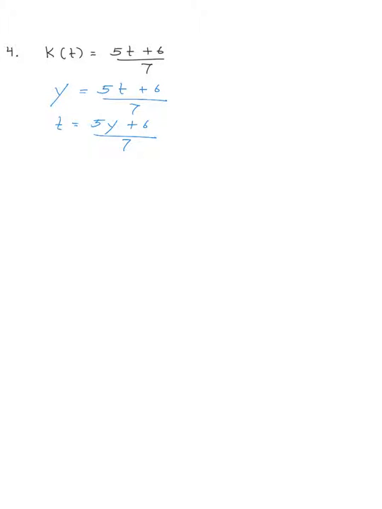I'll first multiply both sides by 7. Subtract 6 from both sides. And divide both sides by 5, and I arrive at my answer. Y is equal to 7t minus 6 over 5. And writing that up here, I'll just put 7t minus 6 over 5.